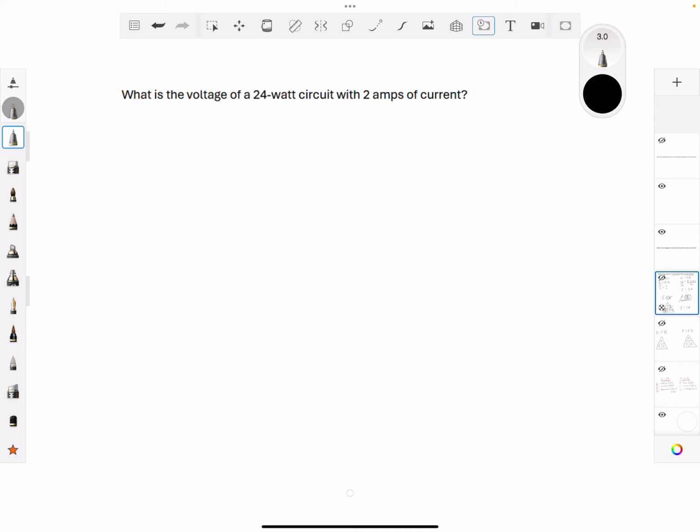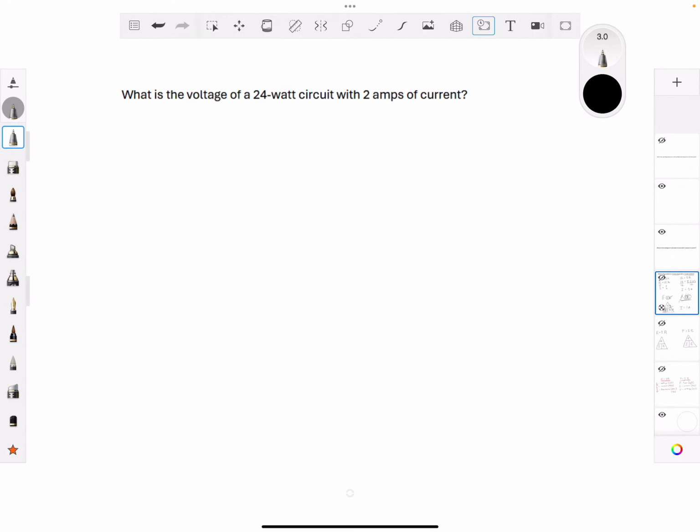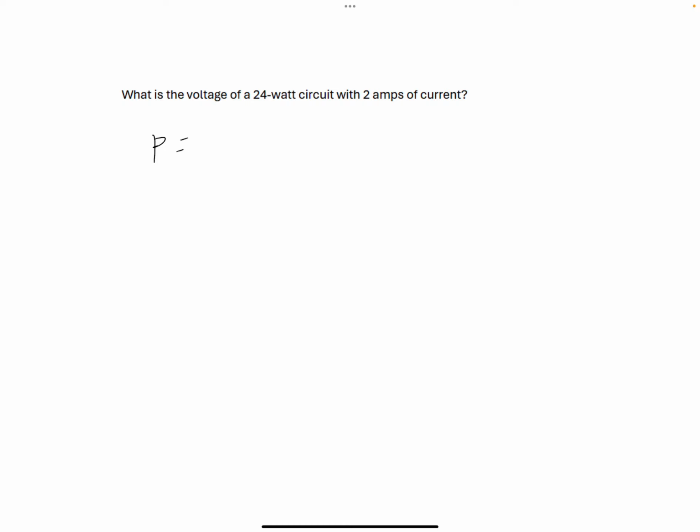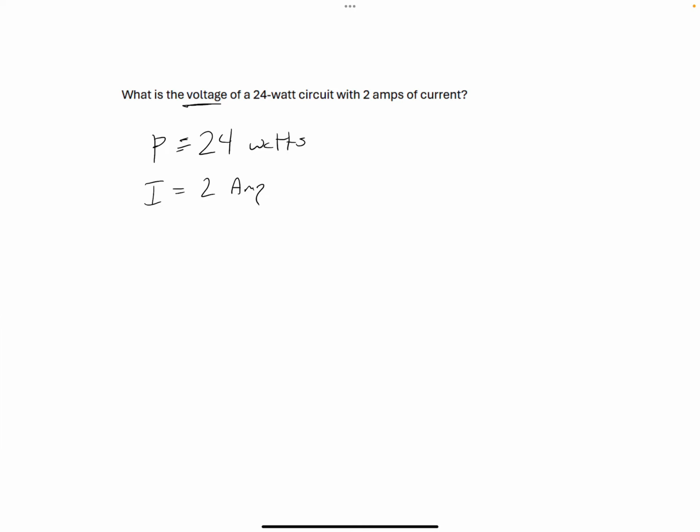Here's another one. What is the voltage of a 24 watt circuit with 2 amps of current? So in this one, again, to go through this problem solving method, I'm going to write down everything I know. So I do know that the power is equal to 24 watts, and the current is equal to 2 amps. Okay, so what is it that I want? I want the voltage. So I'm going to write E. This is what I want.